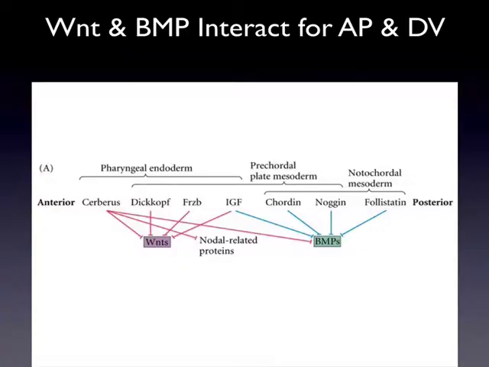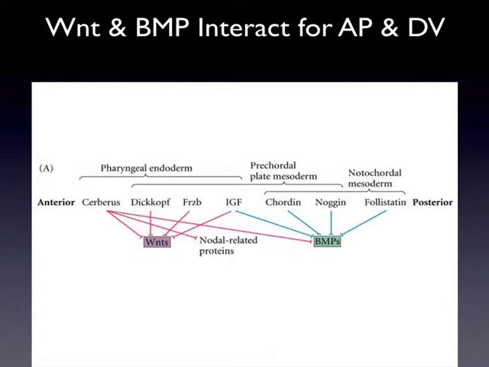All right. Now, if you look at the combinatorial activity of Wnt and BMP along the AP and the DV axis, what you see is that varying concentrations of these two signals will result in different regional specificity in the ectoderm. All right, so these are signals that are being produced in the mesoderm that are acting in mesoderm and are also acting in endoderm and ectoderm.